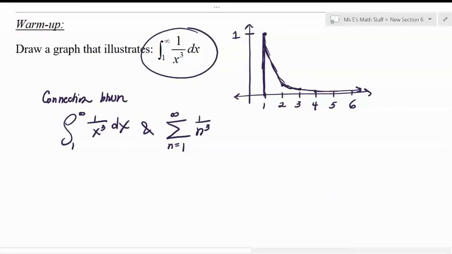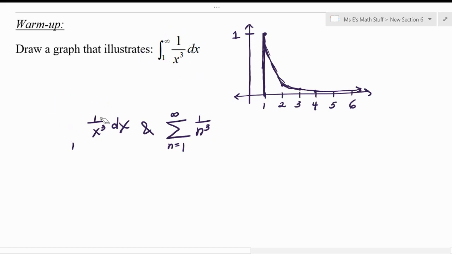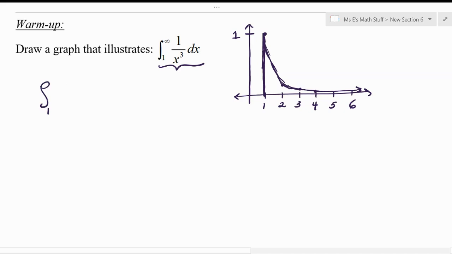Okay, so if you were to come over here to the warm-up, we could talk about what we knew about this improper integral. We've shown in the past that this converges, and we have methods. We'll review them today. But we could say that the integral from 1 to infinity of 1 over x cubed dx does converge. And then we could say that its related sum would also converge by the integral test. So here's how that would look.